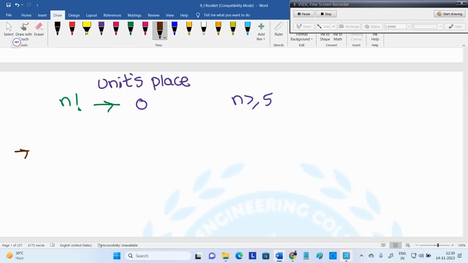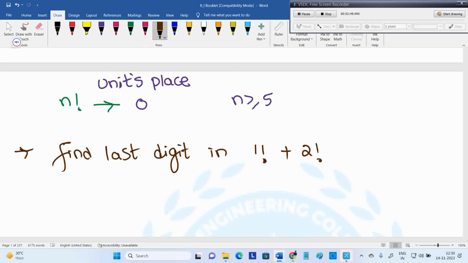Now, to check whether people understand this point or not, how many of you can answer this question? Find the last digit in 1 factorial plus 2 factorial plus 3 factorial, and so on up to 99 factorial. Guys, can anyone give the answer for this? 1 factorial, 2 factorial, 3 factorial, and so on up to 99 factorial.